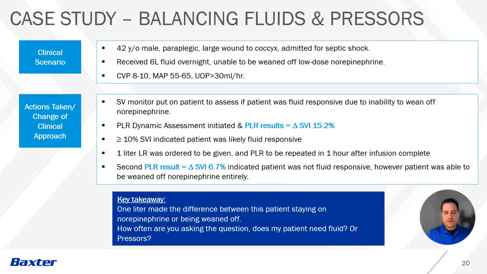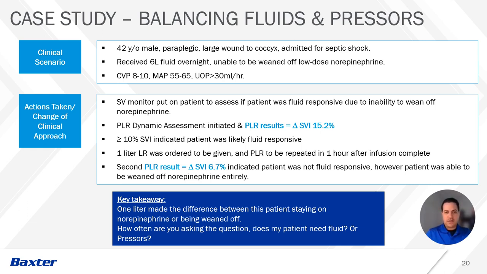So here's the first case study I want to cover, just to make sense of all this. Say you have a 42-year-old male, paraplegic, with a large wound to the coccyx, admitted for septic shock. Through the night, the patient received 6 liters of fluid. They're still on a little bit of low-dose norepi. CVP is 8 to 10, MAP's a little soft, urine output still reserved. So where do we go from here?